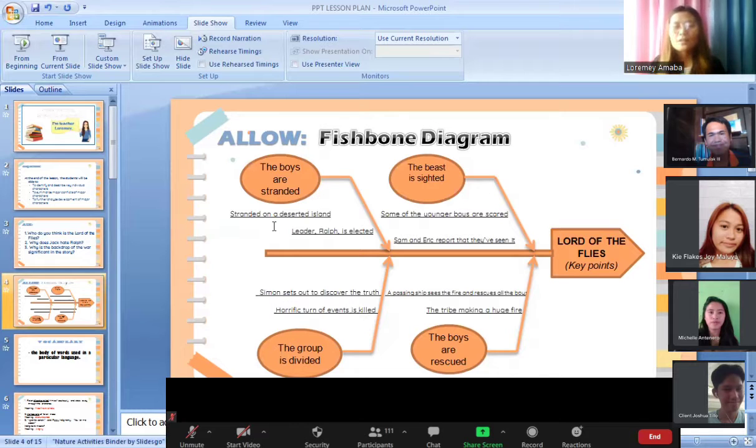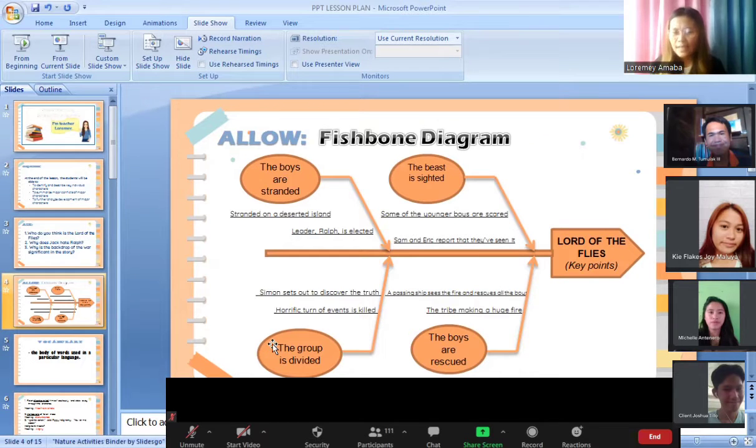All right. So the second circle, as you've noticed, is the beast. Although some of the younger boys are scared because they think there is a beast on the island, they all try to civilize by making a fire to signal for help and by building shelters. The fourth circle is the group is divided. The boys break into two groups, one led by Ralph and one led by Jack.